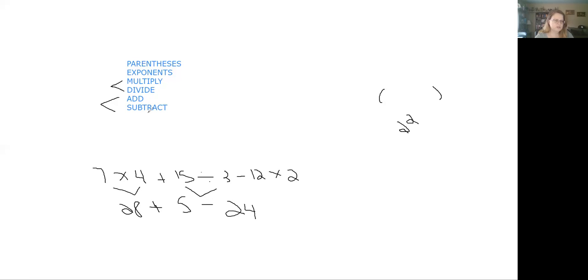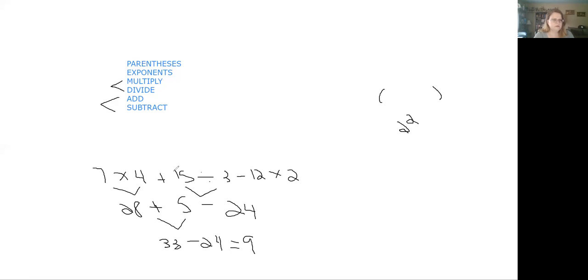Then we go to addition and subtraction. So again, we'll just start at the left. 28 plus 5 is 33. Minus 24 will give us an answer of 9.